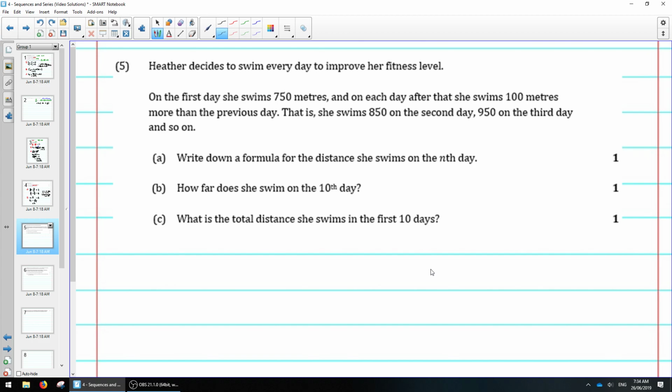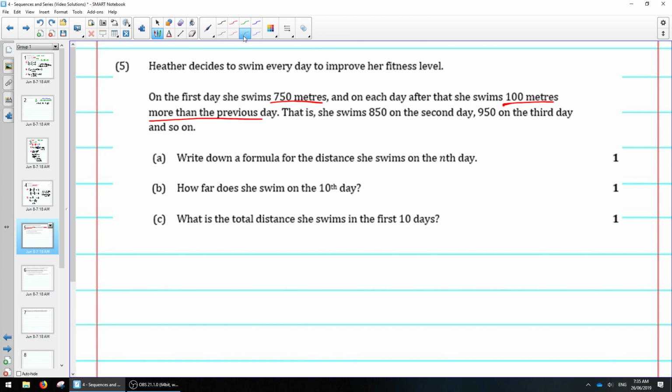On the first day, she swims 750 meters, and each day afterwards, she swims 100 meters more than the previous day. That is, she swims 850 on the second day, 950 on the third day, and so on. So write down a formula for the distance she swims on the nth day. What we need to do here, first of all, is decide whether it's arithmetic or geometric. And fairly simple here, it's arithmetic because we're increasing by 100 each day.